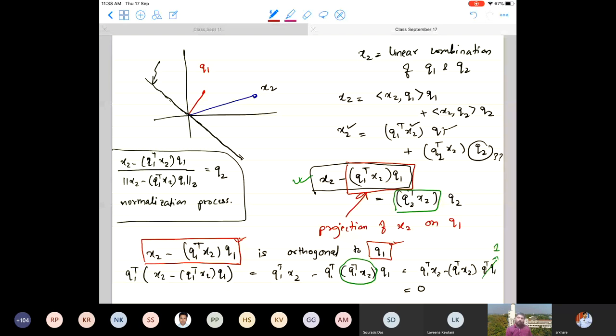Now I will use the properties of inner product. The properties of inner product say that if you have z transpose into the bracket x minus y, it is the same as z transpose x minus z transpose y.